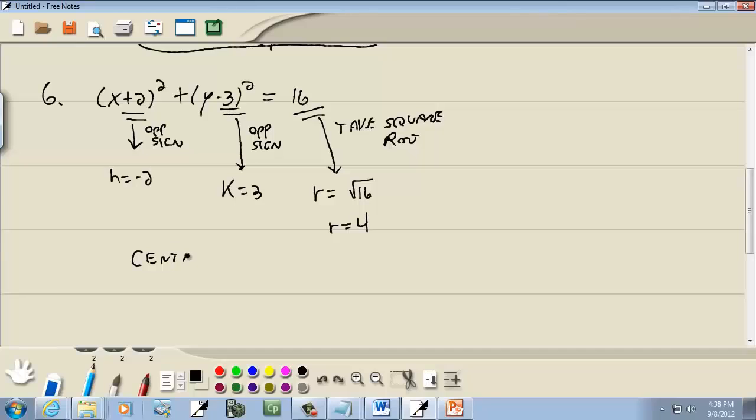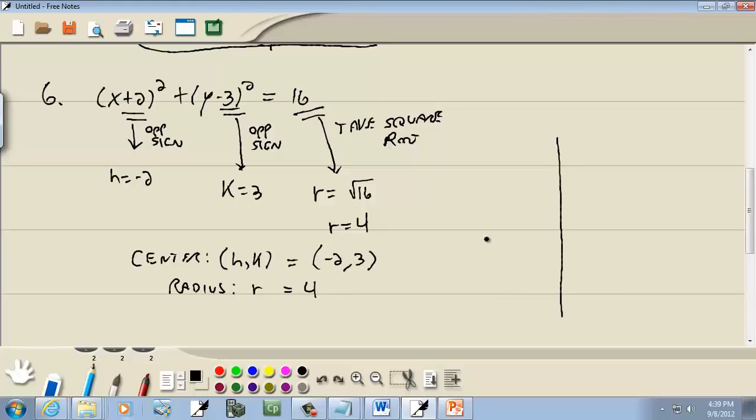So our center is (h, k), which we said h was -2 and k is 3. And our radius is r, which is 4. Okay, so let's take a look at the graph. (-2, 3). Our center is at (-2, 3), so I come there and put my dot. That's my center. Now I'm going to go out a distance of 4 in any direction. Your best ones are to go up, down, left, or right. Do not go at an angle. That's too hard.